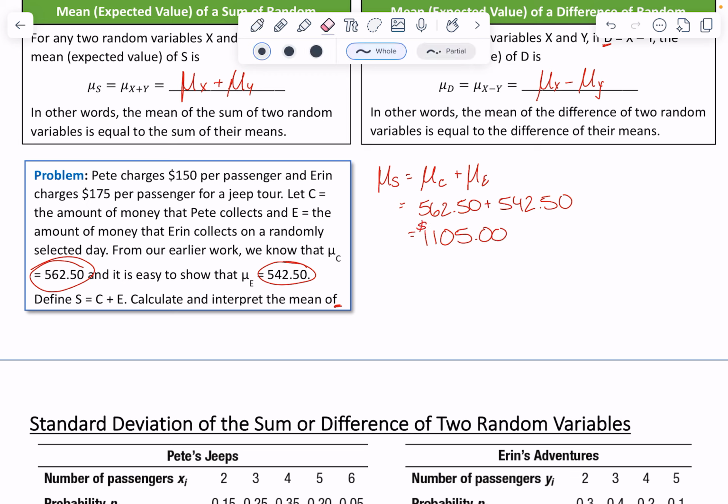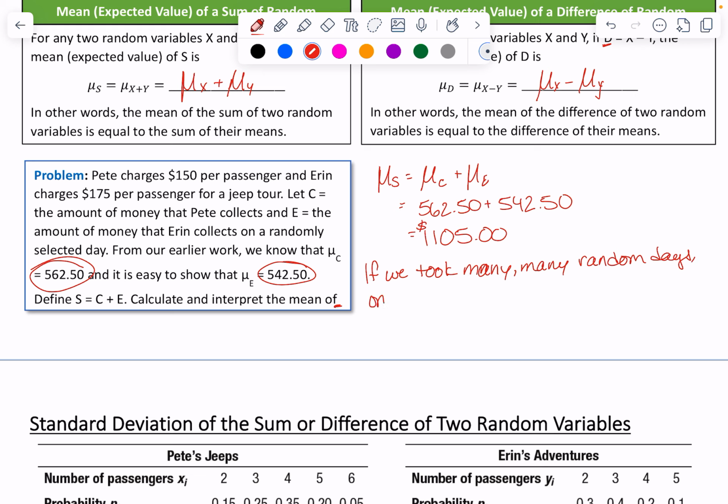Okay, which means if we took many random days, on average, Pete and Erin will make $1,105 a day in total.